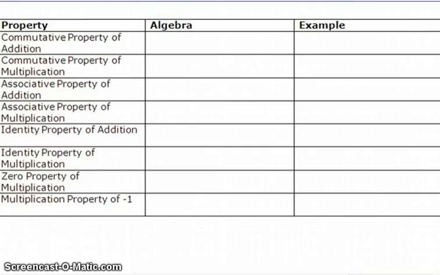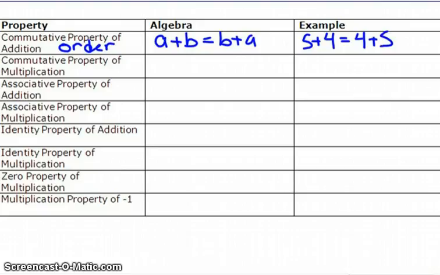There are different properties in algebra that we need to use for addition and multiplication. The first property is the commutative property of addition. This deals with the order of your numbers. An algebraic explanation would be if you have a number a plus b, that equals b plus a. So an actual example, if you have 5 plus 4, that should equal 4 plus 5. And it does. Both sides are 9.